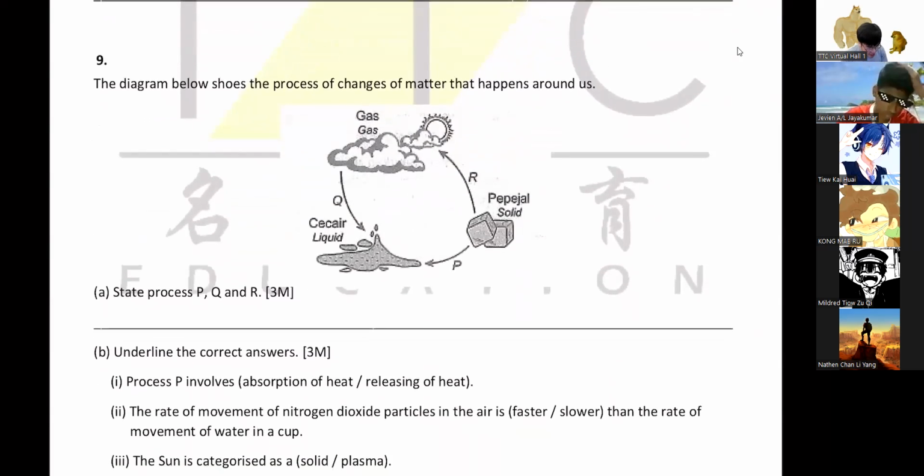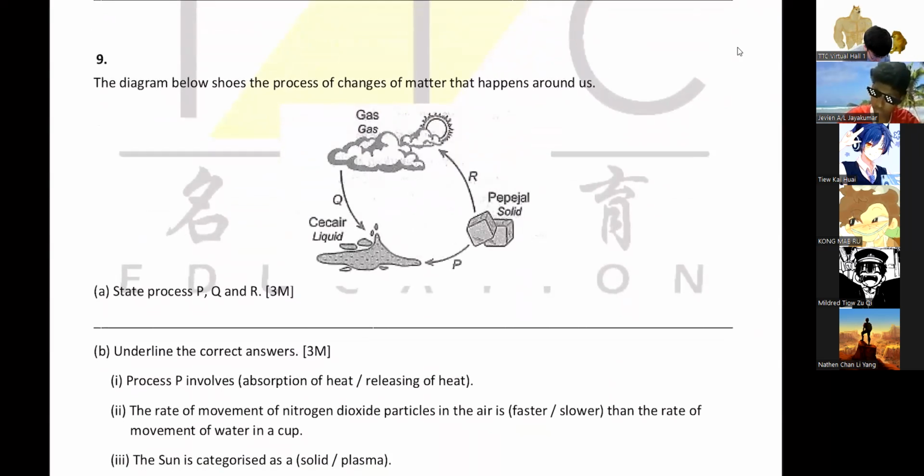Anyway, number 9. Well, this is so easy. You have gas here, solid here, liquid here. So state, process P, Q, and R. Guys, if you get this wrong, go and bang the wall, please.